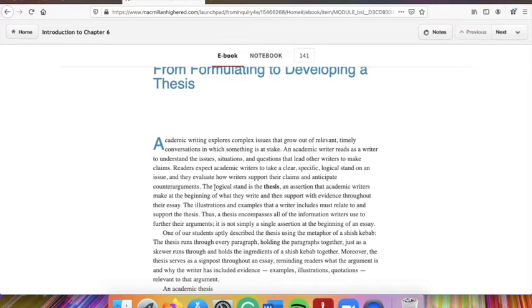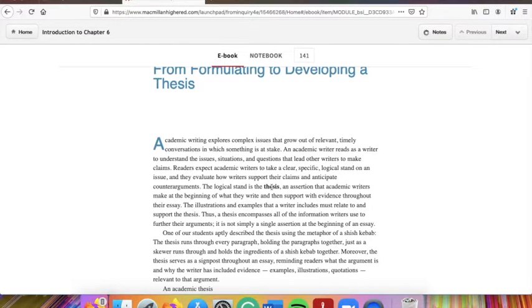Readers expect you as an academic writer to take a clear and specific logical stand on an issue, and they will evaluate how you support your claims and anticipate counter arguments. So that's what I as a reader will be looking for. What you do is you create what is called a thesis statement or a thesis for your essay. And what a thesis statement is, and I hate this about these guys, is they have this bolded, but I can't hover over it and get a definition of it. I have to go look it up myself.